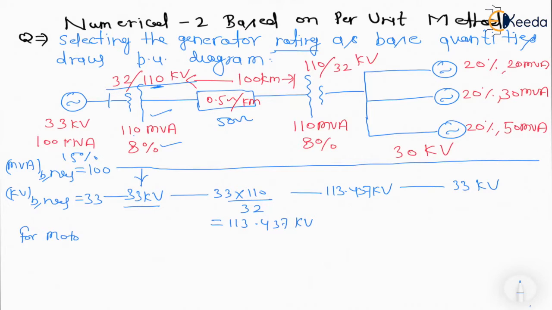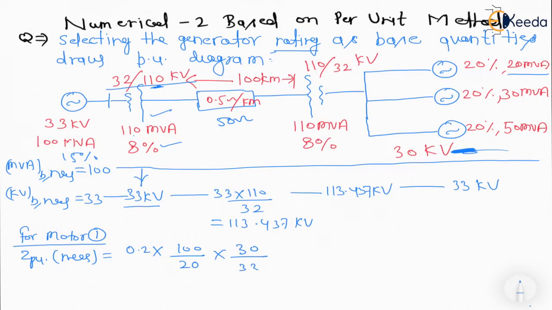Now we are going to find out the per unit value of all the three motors. For motor number 1, ZPU new will be equal to ZPU old, 20% means 0.2, into MVAB new 100 upon MVAB old, 20 MVA for motor 1 has been given. Then into KVB old upon KVB new. Always remember the KVB old is 30 kV here. So 30 upon the new value 33, squared. This is equal to 0.826 per unit. This is for motor number 1.